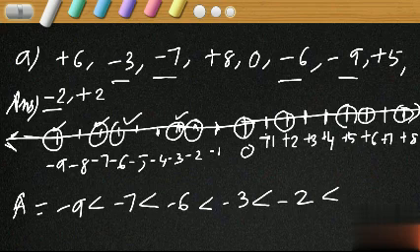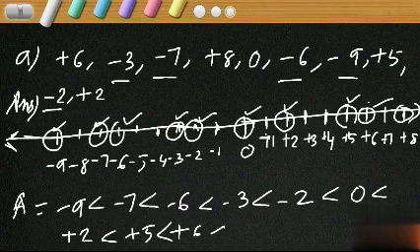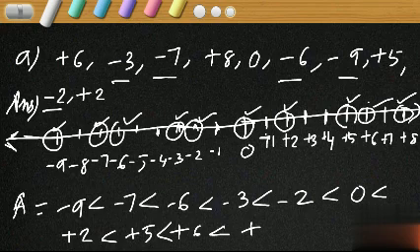Next comes our 0, less than. Then comes our +2. After +2 we have, yes, less than +5. Then comes +6, less than. Finally we have our +8. This is the required ascending order. This is the required ascending order.